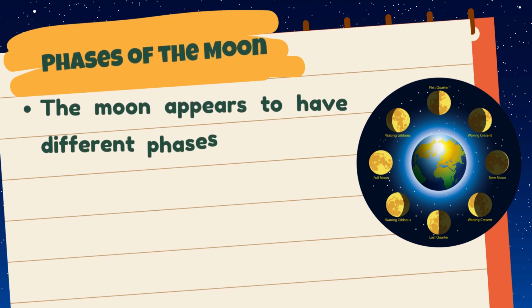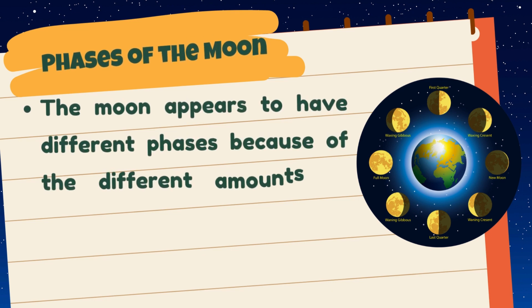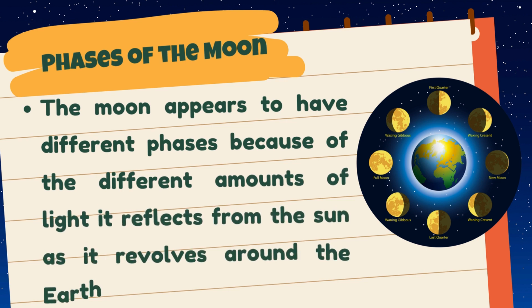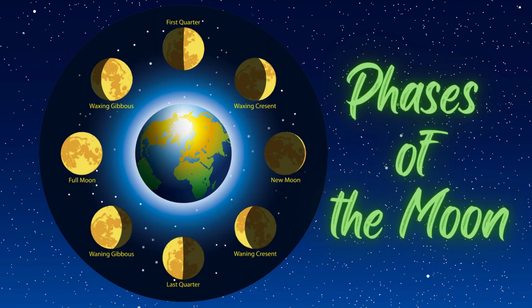The moon appears to have different phases because of the different amounts of light it reflects from the sun as it revolves around the Earth. These are the phases of the moon: new moon, waxing crescent, first quarter, waxing gibbous, full moon, waning gibbous, last quarter, and waning crescent.